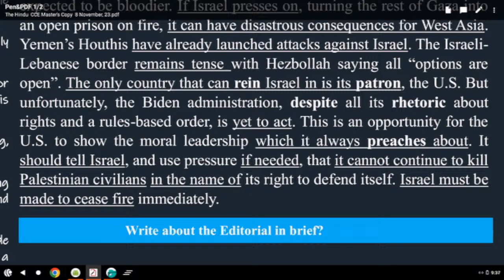How does the editorial end? Which it always preaches about. It should tell Israel and use pressure if needed that it cannot continue to kill Palestinian civilians in the name of its right to defend itself. Israel must be made to cease fire immediately. The main idea is being reiterated. Must, a helping verb used for what?